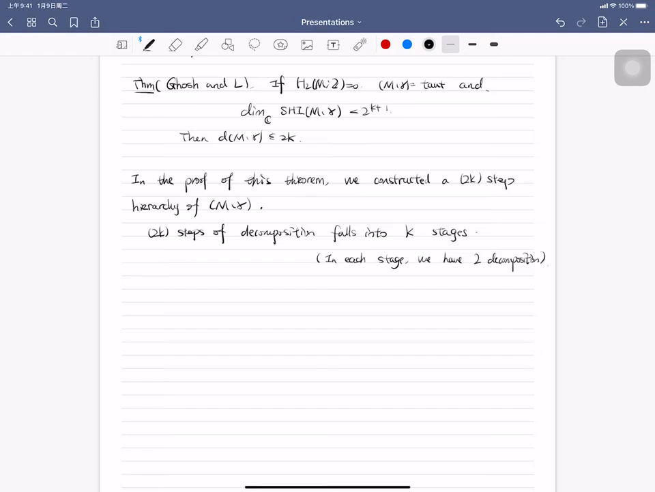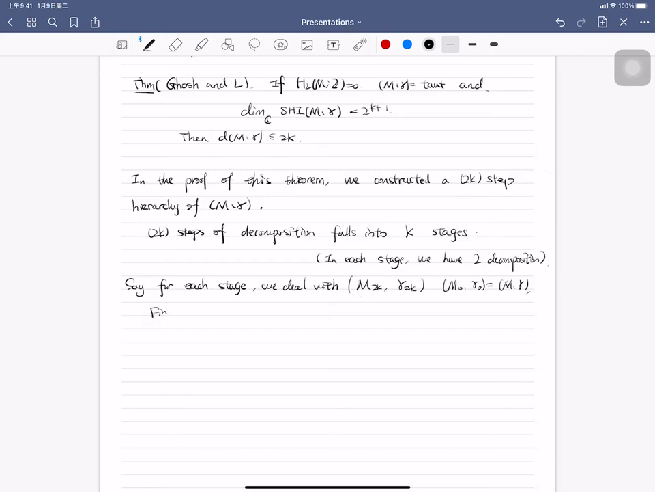Right, so we have k stages, and in each stage we have two decompositions. So in total we have 2k decompositions. Say for each stage we deal with M_2k, gamma_2k. Of course M_0, gamma_0 is just our original M and gamma, as in the zeroth stage we deal with our original M and gamma.